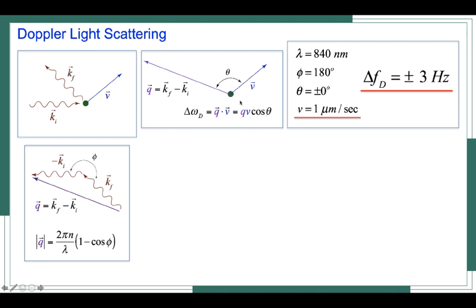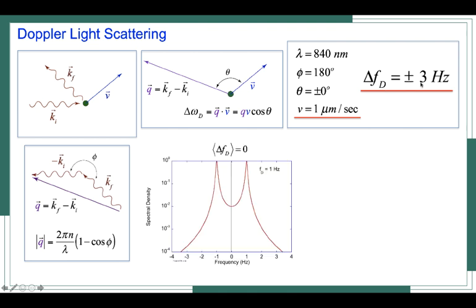And so it's either going to be with the particle moving away from the light source or towards the light source. To put some numbers on this, if lambda is 840 nanometers, and I have a backscatter configuration, and the motion is collinear with the q vector, then for a velocity of 1 micron per second, that produces a Doppler frequency shift of about 3 hertz.